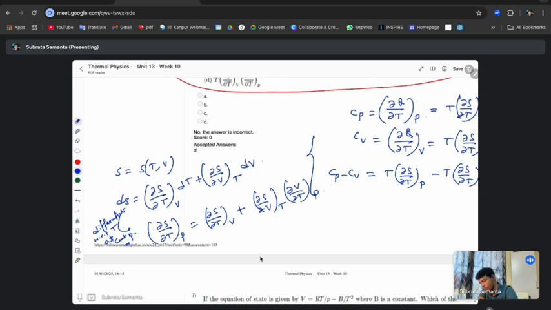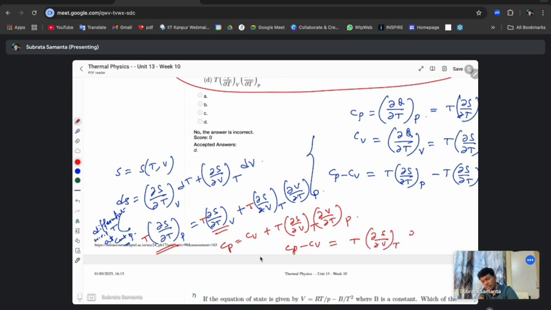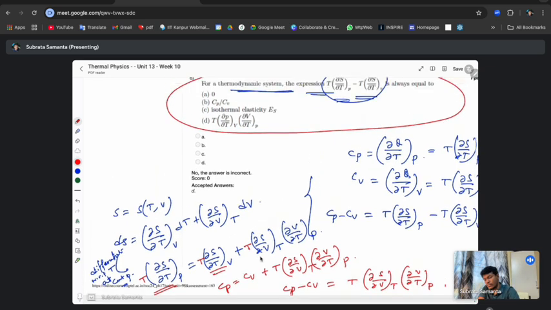If we multiply both sides by T, now this is basically your Cp, and this is basically your Cv, plus T ∂S/∂V at constant T times ∂V/∂T at constant P. So therefore Cp minus Cv equals T (∂S/∂V)_T (∂V/∂T)_P, right? So the option D is correct.